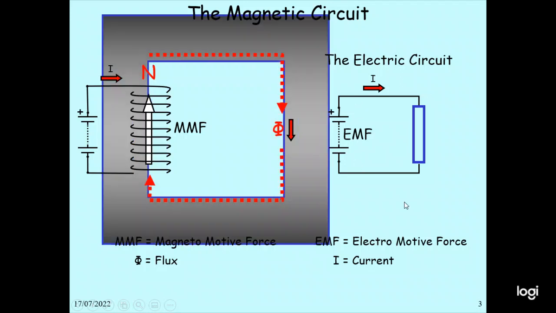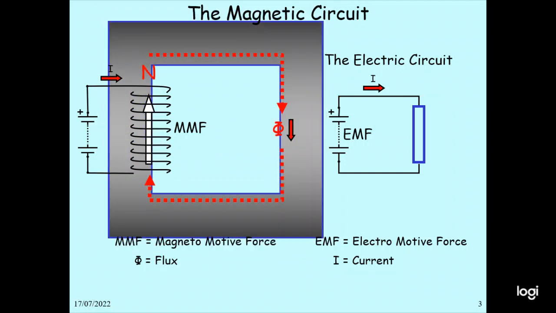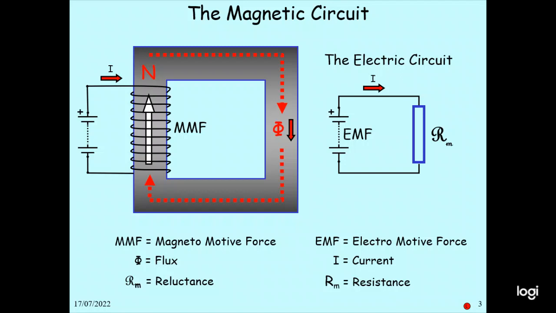So this is the current flowing here. This is a magnetic circuit, and this is the electric circuit. In this case, Rm is the reluctance. For the electric circuit, R is the resistance.